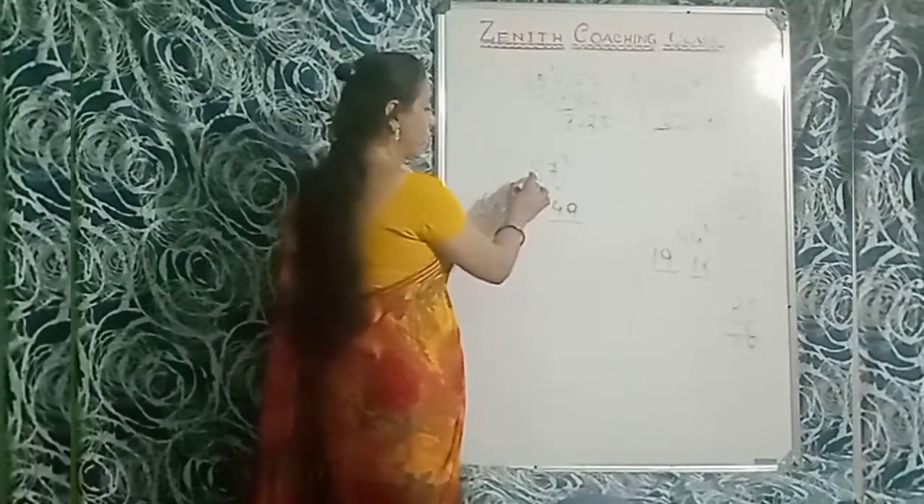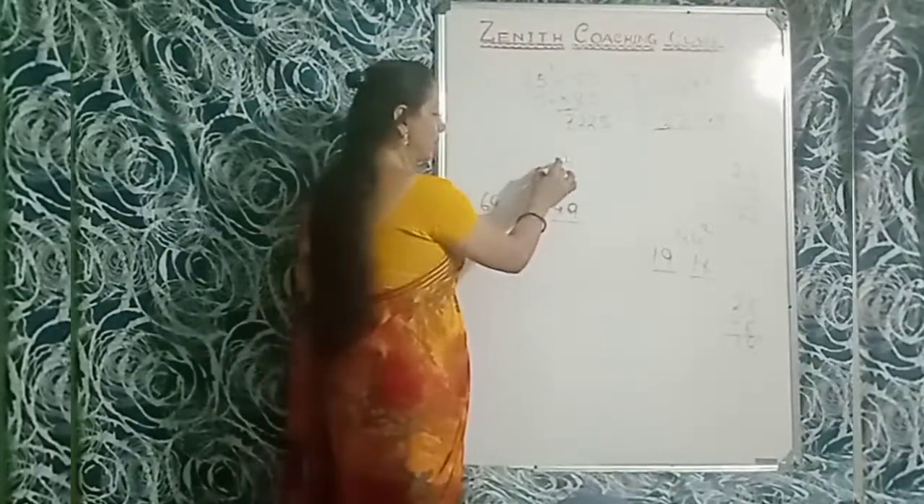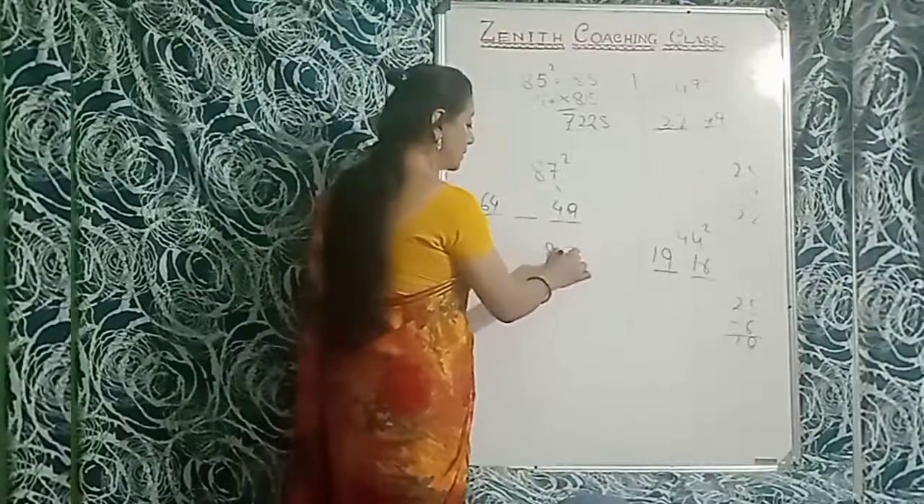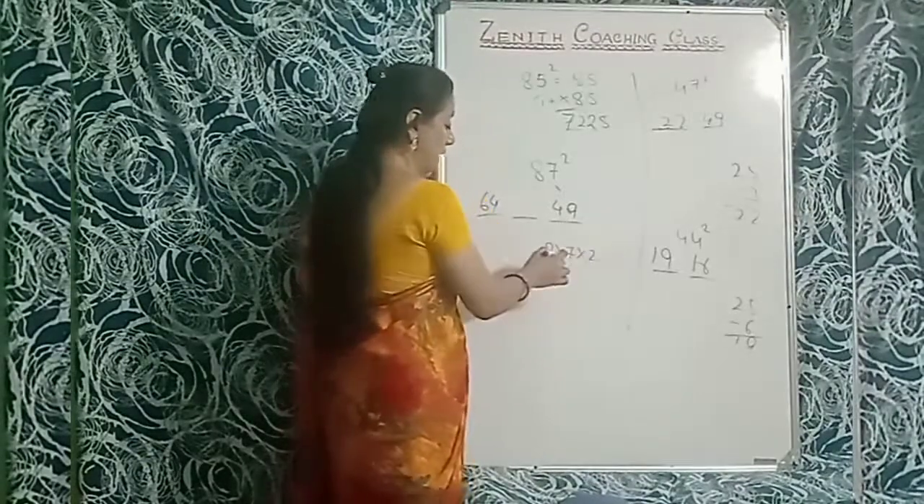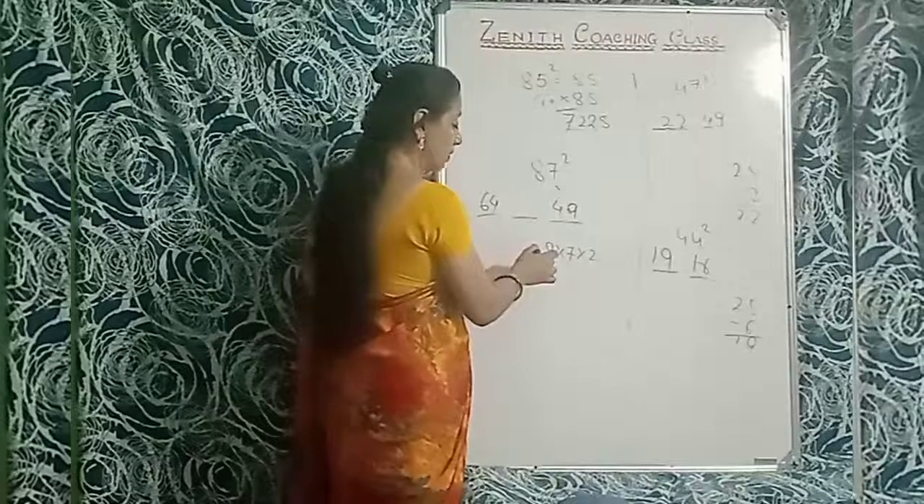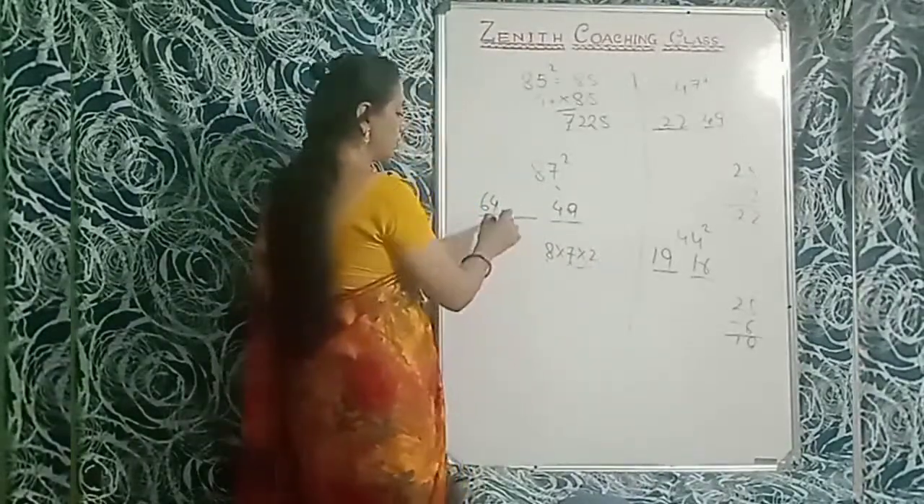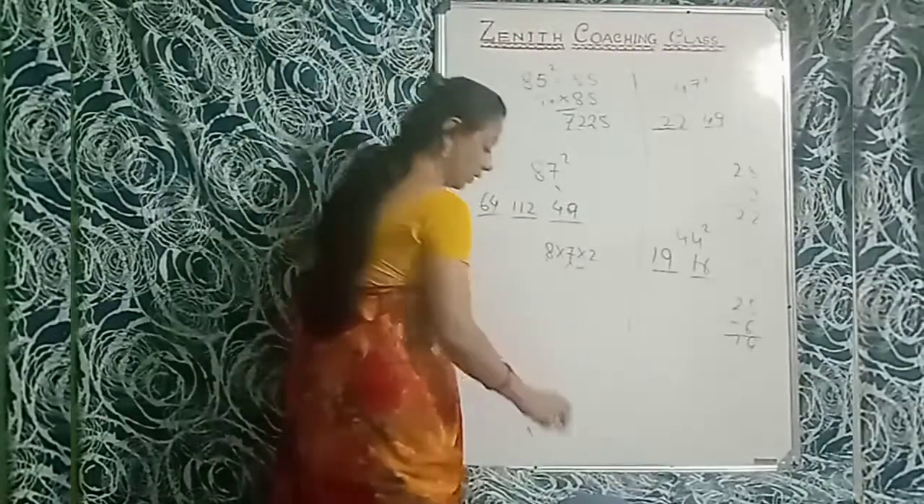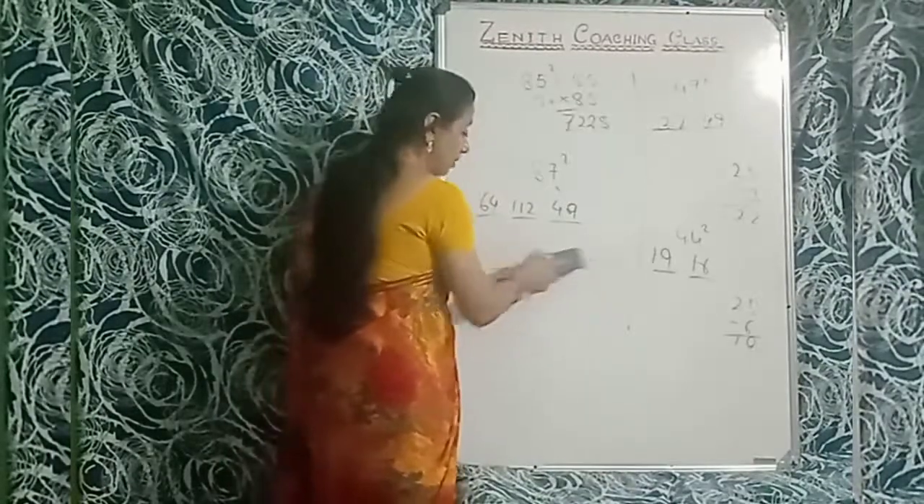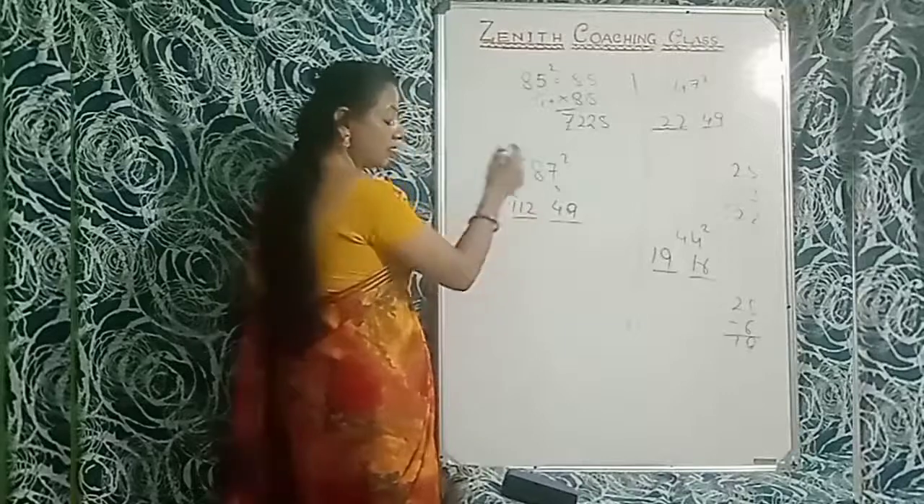And in between what do you have to write? 8 multiplied by 7 multiplied by 2. 8 7s are 56. 56 twos are 112. Okay? Now you think that here are 3 digits.